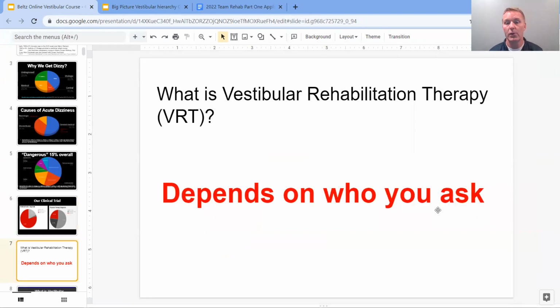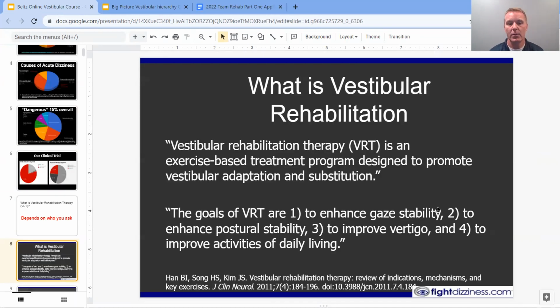What is vestibular rehabilitation? So that really depends on who you ask. Vestibular rehabilitation is defined in many different ways. And so I've got some official definitions here for you, and then I'll give you my opinion on what it is. Some would define vestibular rehab as an exercise-based treatment program designed to promote vestibular adaptation and substitution, where the goals are to enhance gaze stability, to enhance postural stability, and to improve vertigo. So you want to help a person see more clearly when they move, you want to make them more balanced, and you want to get rid of their dizzy feeling.